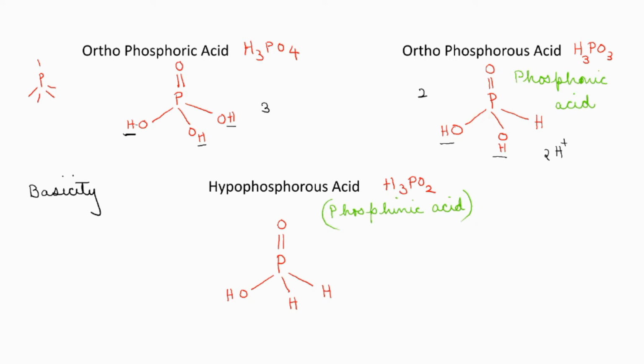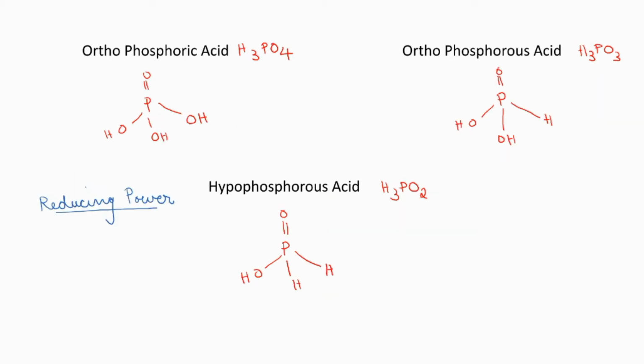What about hypophosphorus acid? See, only one OH group is present. These hydrogens will not be ionizing as H+ ions. Only the hydrogen which is directly attached to oxygen is the ionizable hydrogen. So what will be the basicity of hypophosphorus acid? Basicity will be equal to 1. Agreed?